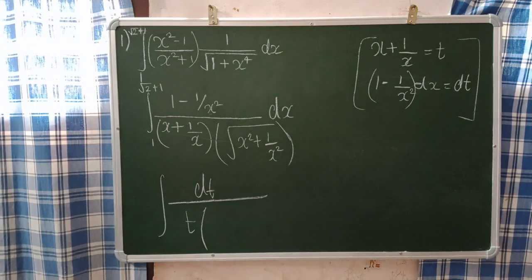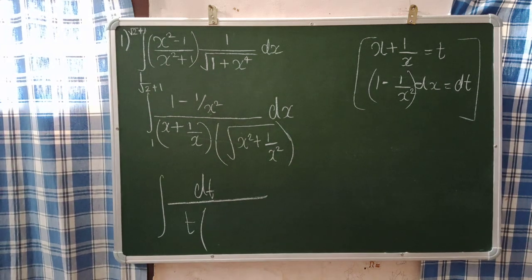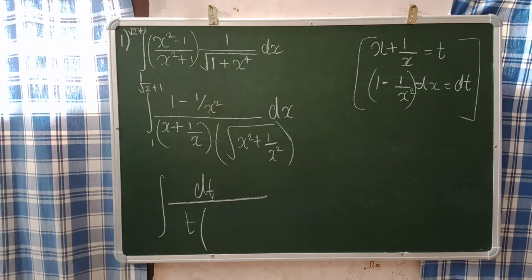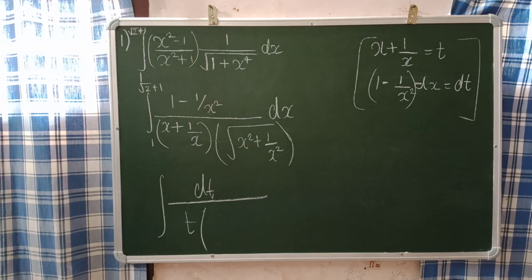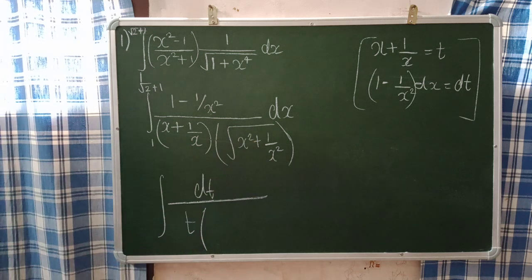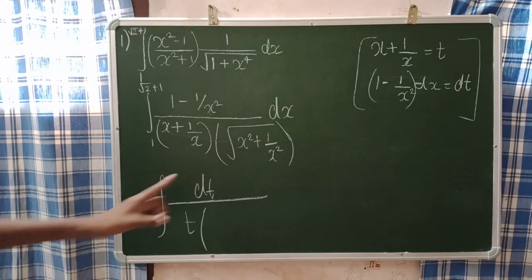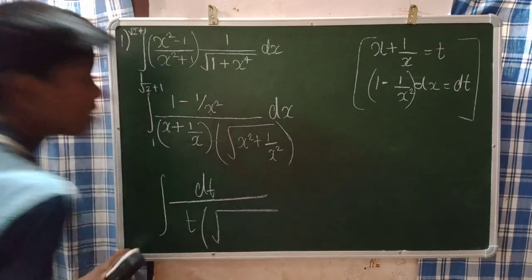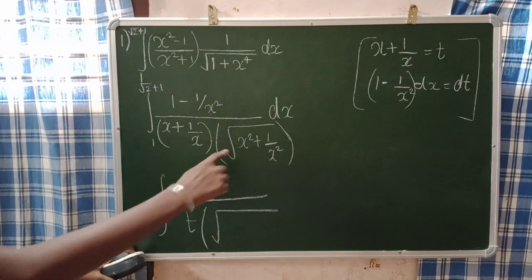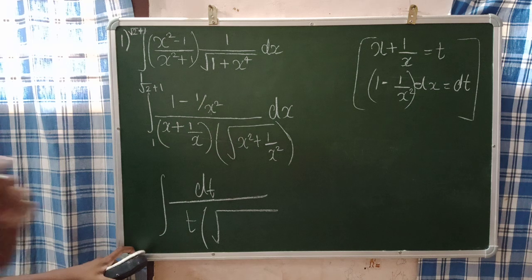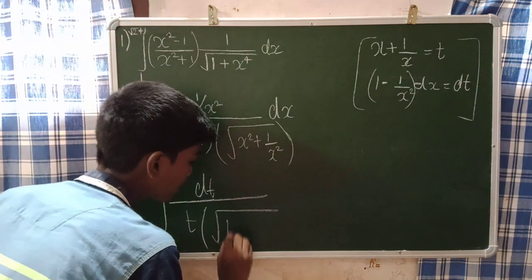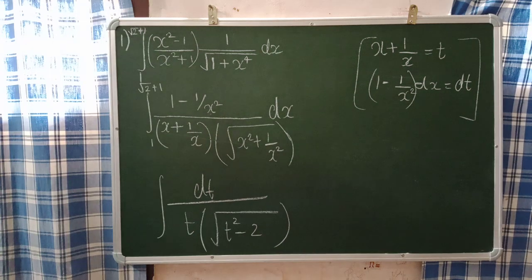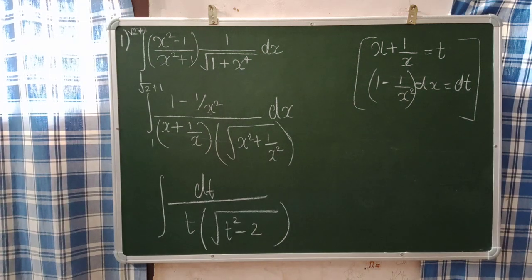Into, next what we are having. Try to understand, guys. Next we are having x square, root of x square plus 1 by x square. Now I can write this x square plus 1 by x square as t square minus 2. I can write like this now.